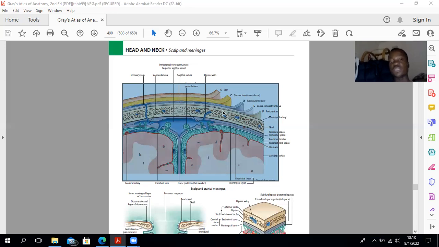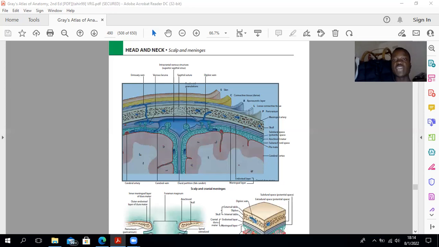And this aponeurotic layer laterally, it ends where you're going to have the temporal fascia. And previously, we have said the temporal fascia was actually going to be attached onto the superior temporal lines, and it is the thickest fascia in the body.